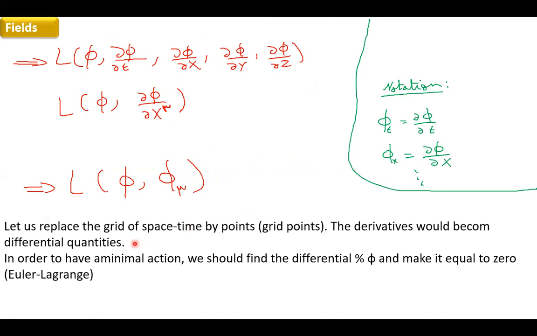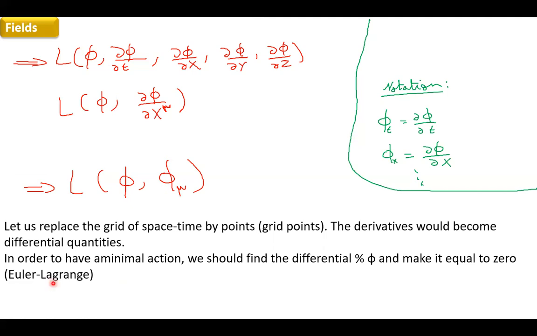Okay, so let us replace the grid of space-time by points. What do I mean by points? I mean that when you make your cell on your grid smaller and smaller in order to get differential quantities, you are at the limit of having just points, grid points. So the derivatives would become differential quantities, because the portion of space-time considered is very, very small.